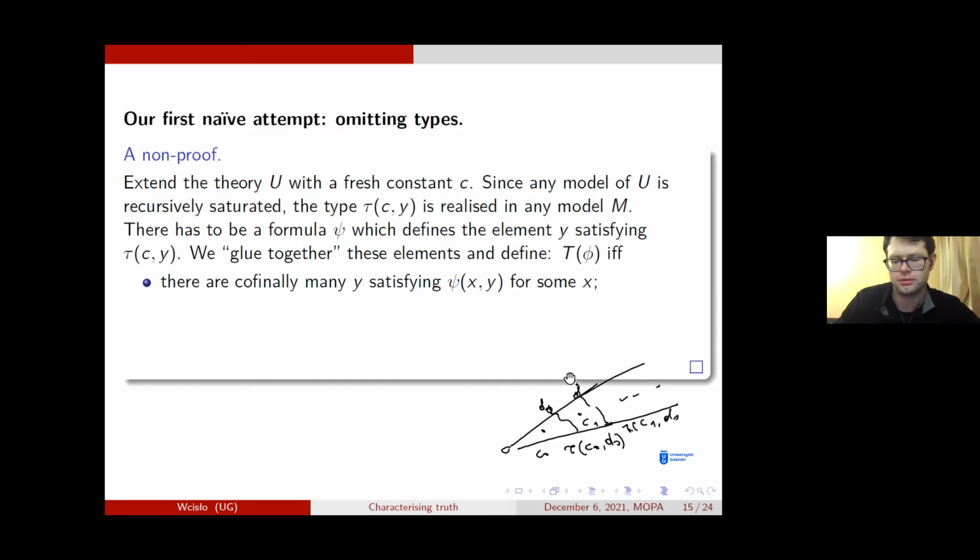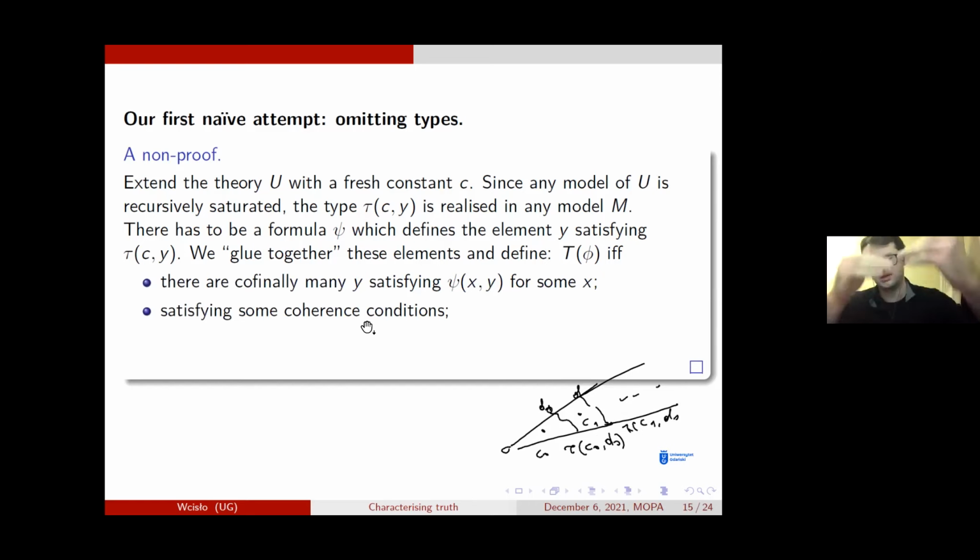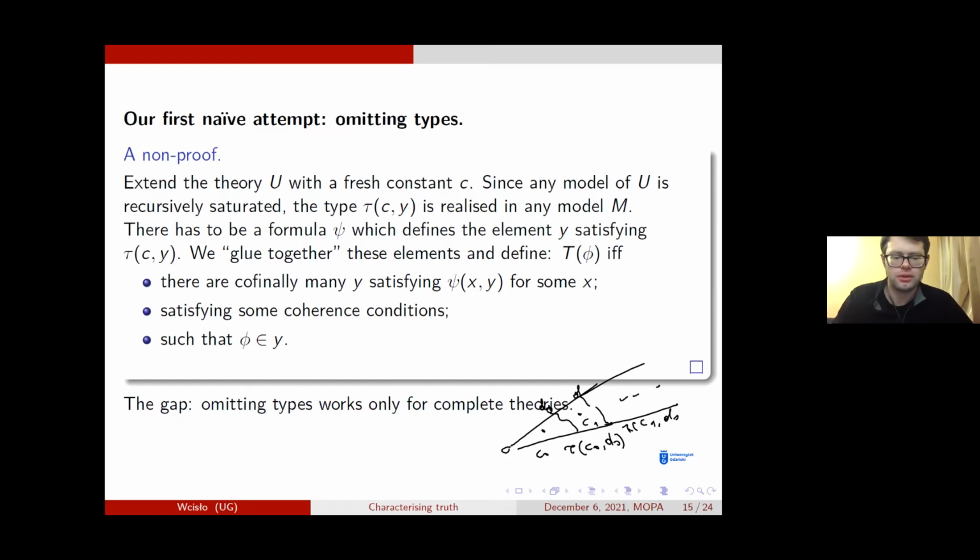So this formula defines portions of the elementary diagram which satisfy some coherence conditions. So those sets can in a sense be coherent with each other. It will come up in the actual proof in the next couple of minutes. So I'm not spelling it out now, but you can imagine they don't contradict each other too brutally, and phi is in one of those sets. Seems like an argument. Okay, it's almost good, and it is actually the inspiration for the actual proof.